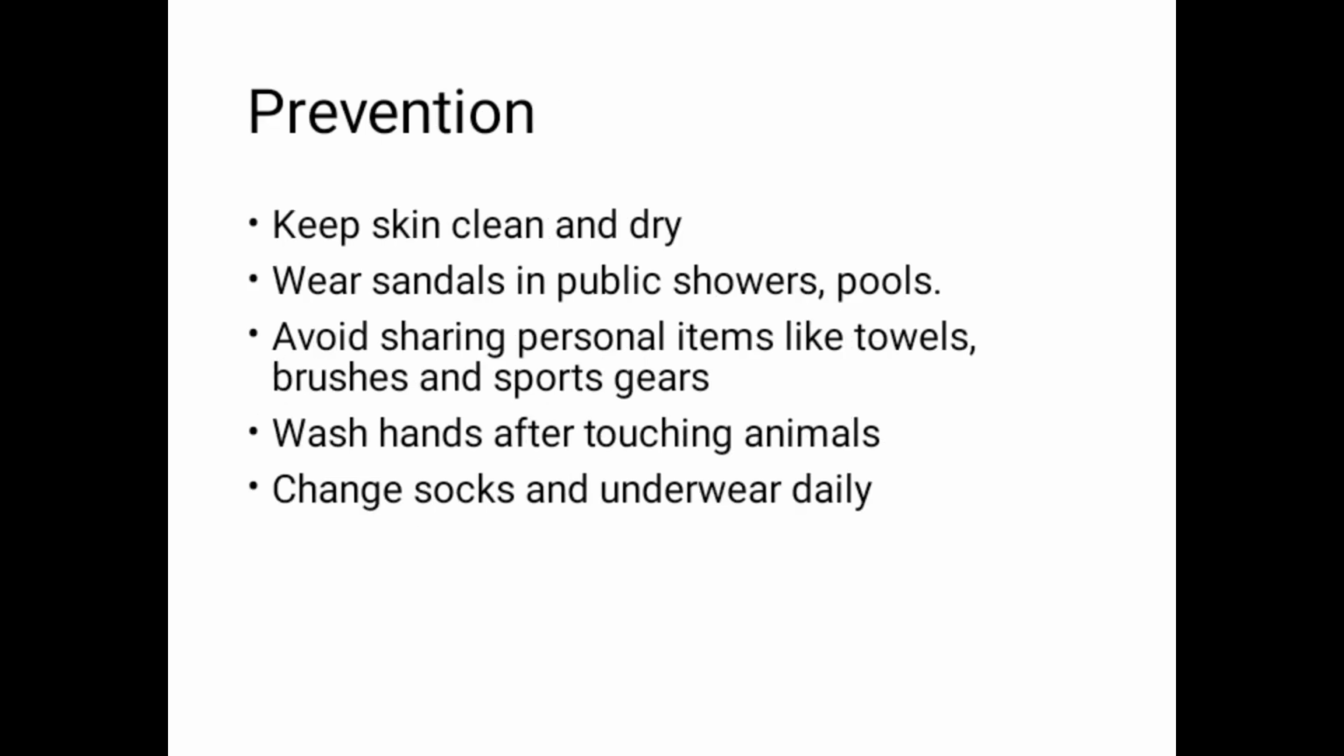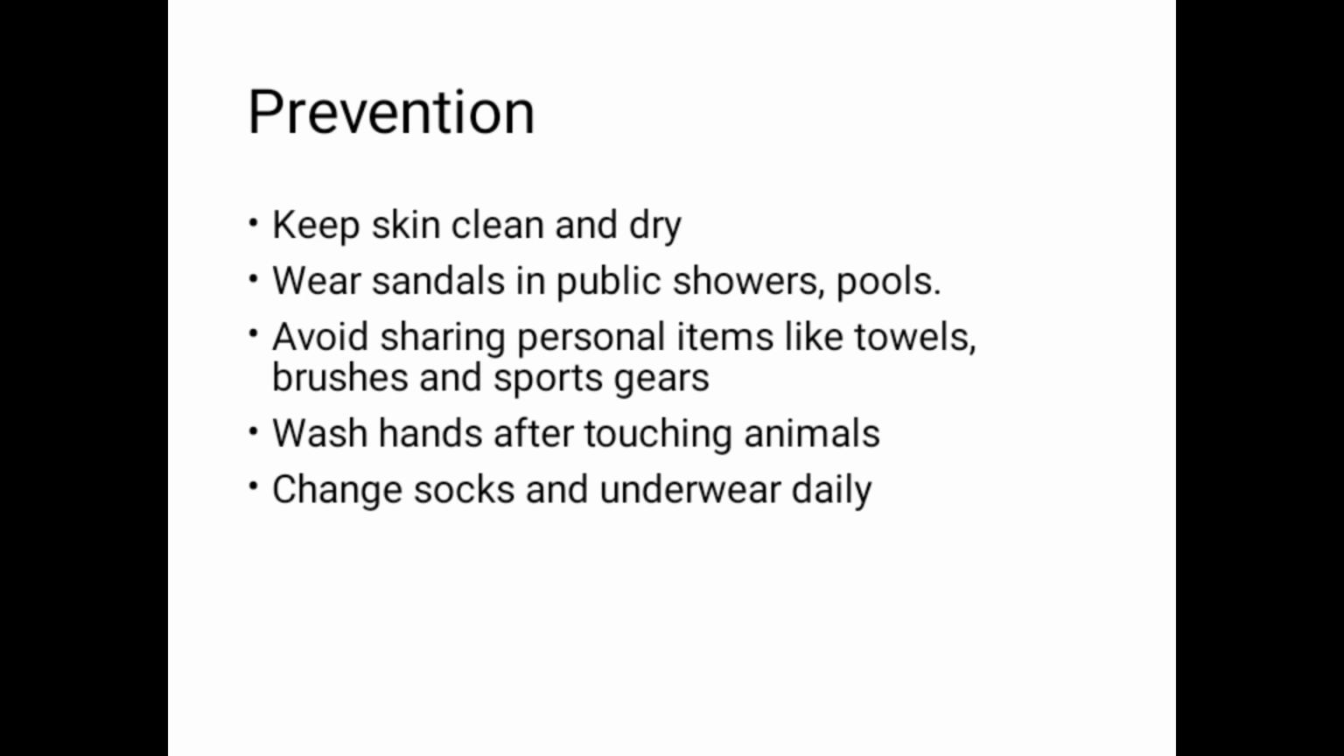So the next one is prevention. How can we prevent it? Keep your skin clean and dry. Wear sandals in public showers, pools. Avoid sharing personal items like towels, brushes, sport gears. For those that do swimming, sport gears on the head, don't share them too, so that you're not going to have it. Then wash hands after touching animals, touching pets and all that. Immediately after touching them, wash your hands, and if possible, use your hand sanitizer and clean your hands.